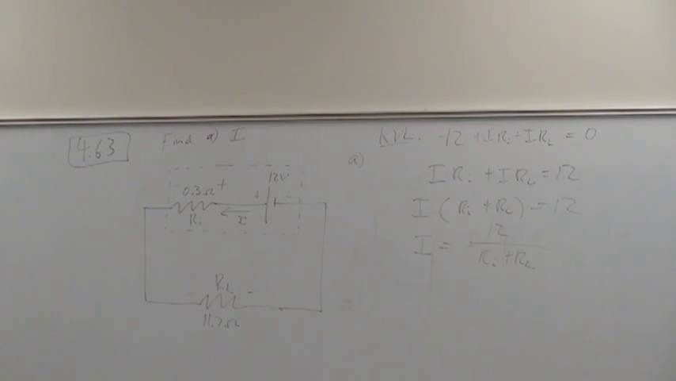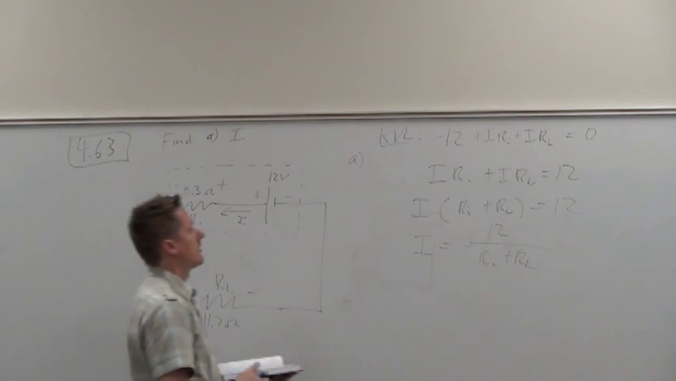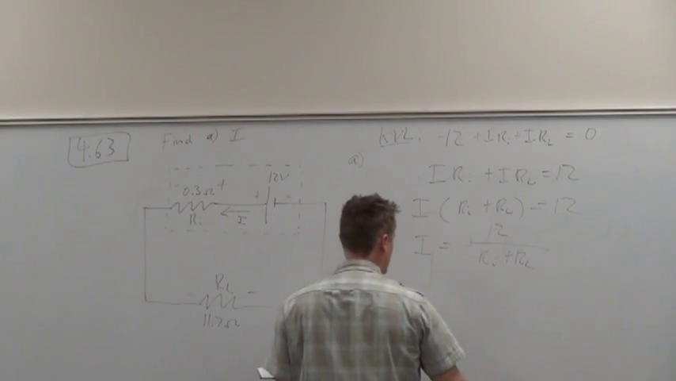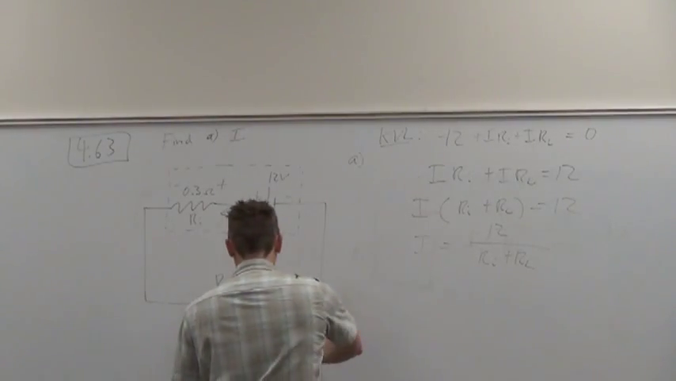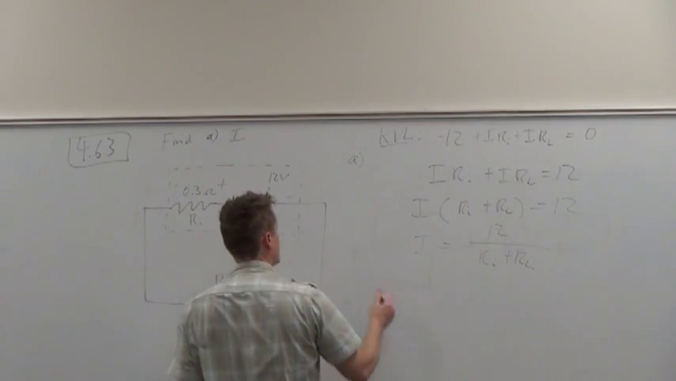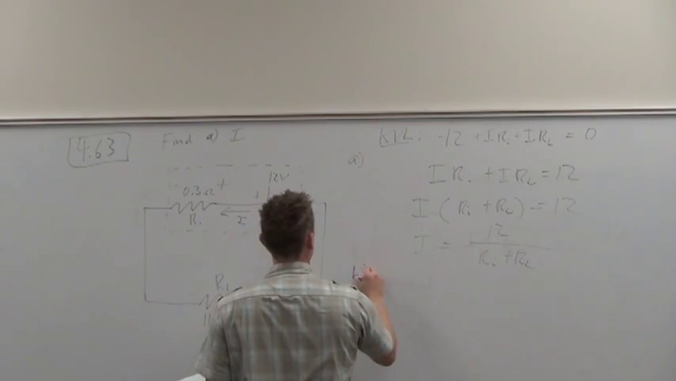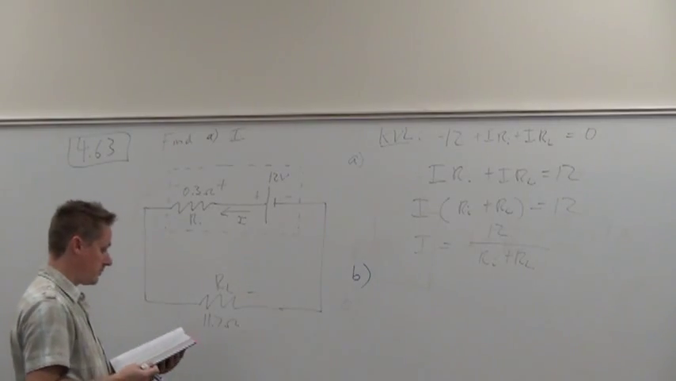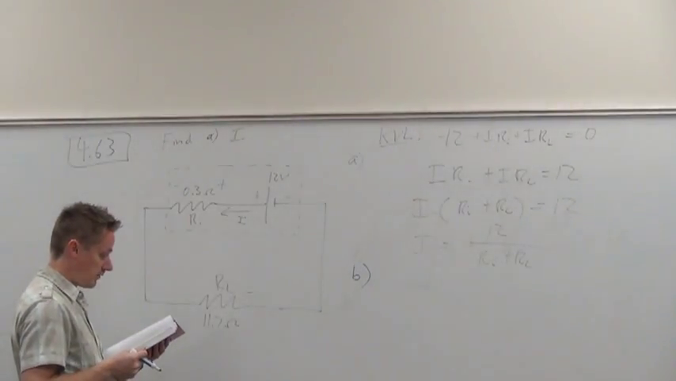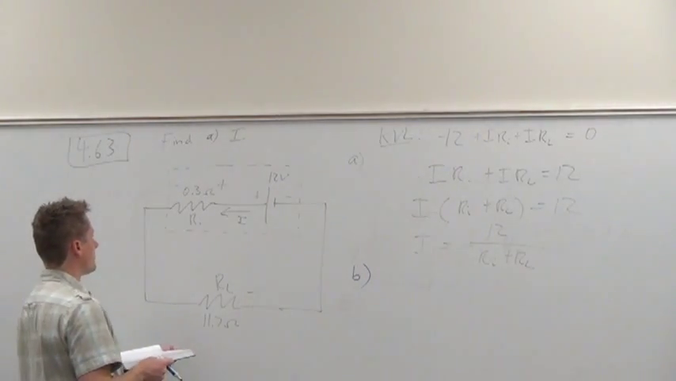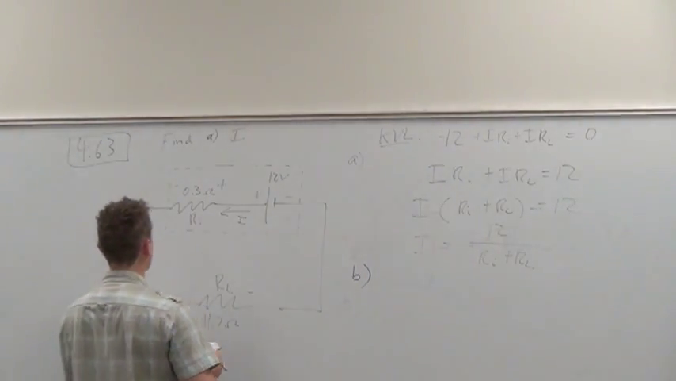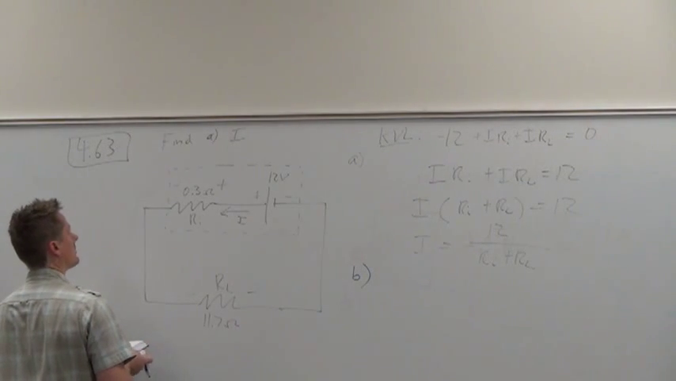Okay, so either one gives you the right answer, right? KVL is the more general. KVL, you can use it to solve any type of problem. So part B says, the voltage drop across the internal resistance Ri. Okay, well, how are we going to determine the voltage drop across Ri?